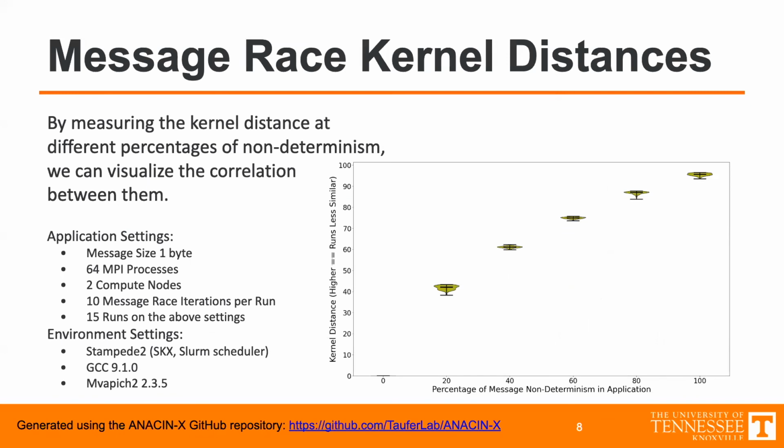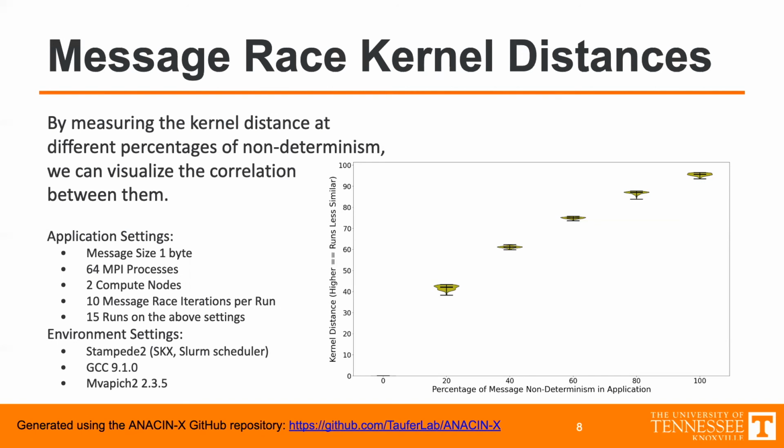By varying this configuration, we can see that kernel distance acts as a proxy for non-determinism. To show this, we perform a test, and in this test, we use the following settings on the left of this slide. We use messages of size 1 byte. The simulation is done on a scale of 64 MPI processes with 2 compute nodes. We run the message race pattern in 10 iterations for each of these runs. And then on top of these settings, for a sample space of data, we run the pattern 15 times. We also run these settings on the Stampede2 cluster computer with GCC 9.1.0 and MVAPICH2 2.3.5.